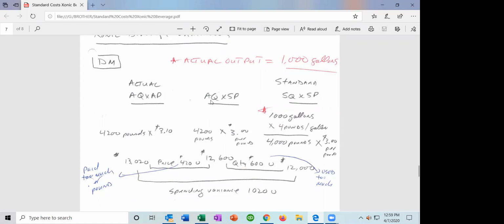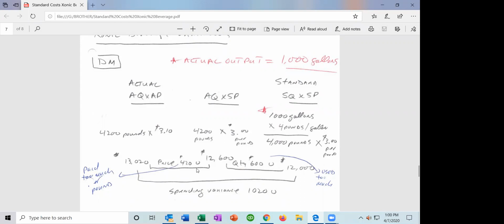Again, we're interested in more detail, so we're going to look at this middle column here, AQ times SP. Actual quantity, 4,200 pounds. Standard price, $3. We have a total in the middle here of $12,600. What does that tell us? The difference between the actual and this middle column, 13,020 less 12,600 is $420. That is my price variance.